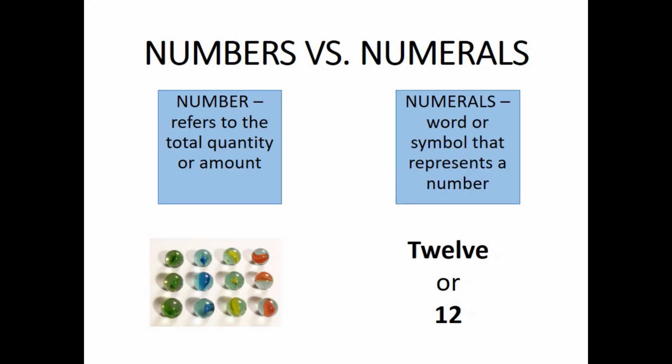Karon mag-istorya ta unsa ang diferensya kung mag-istorya ta ug unsa ang numbers ug unsa ang numeral. So, when we talk about numbers, it refers to the total quantity or amount, whereas the numeral is the word or symbol that represents a number. So, sa ubos makita ninyo kung unsay gipasabot ani nga definition.